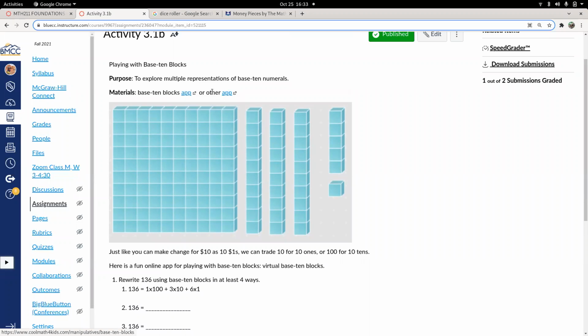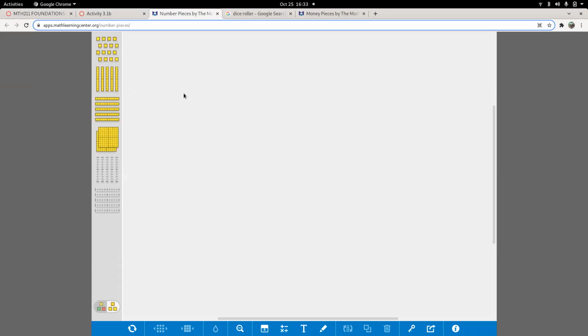And then I have 2 different apps here. I like the Math Learning Center one better lately. One reason, because you can share. We played with this Math Learning Center pattern blocks before.